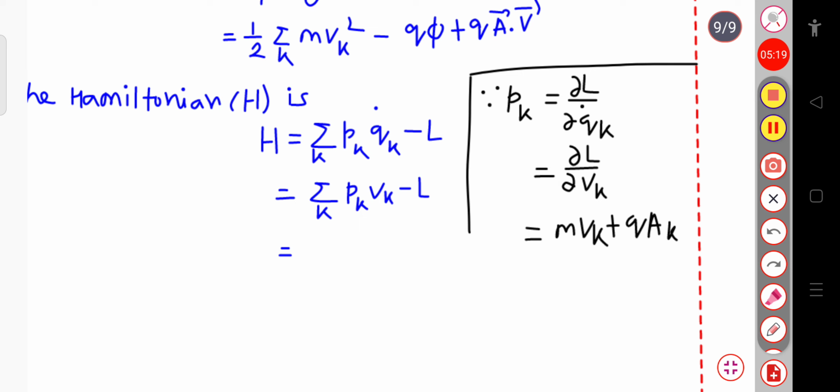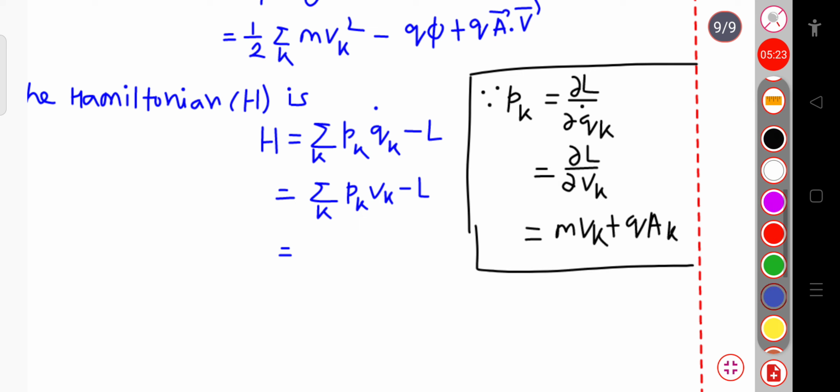Now if I substitute this value in this expression, the Hamiltonian becomes H equal to, first, sum over Pk into Vk. So I will write this as sum over k.